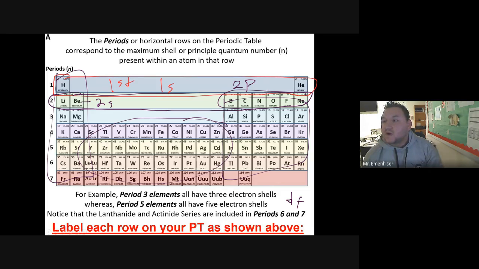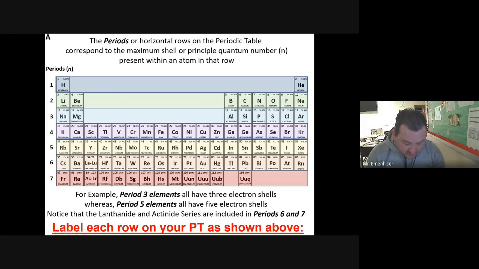As you go down the periodic table, you add levels, you add shells. So let's look at a picture of that. If you had hydrogen, hydrogen looks like this. It's got 1 shell, it's got the 1s, and there's 1 electron in there. There's only 1 electron on hydrogen because it's element number 1.